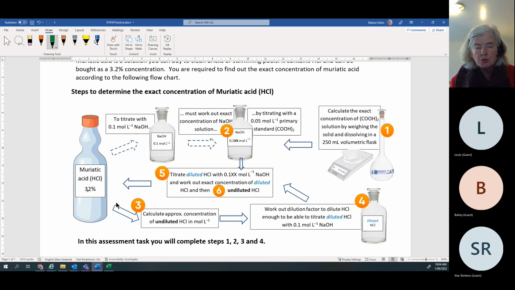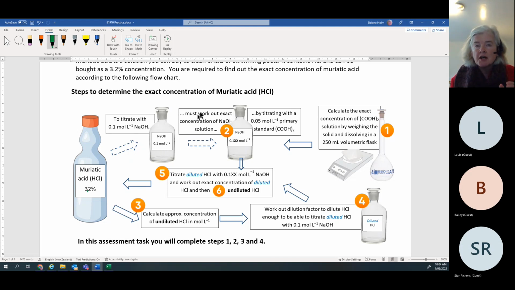But it's still too concentrated to use for a direct titration. So in order to work out whether I really have 3.2% HCl in my muriatic acid, there's a number of steps we have to follow. First, we have to titrate, seeing this as an acid, with a base. Now, the base that's normally used is sodium hydroxide. But sodium hydroxide is not a primary standard because it combines with carbon dioxide in the air, combines with water in the air. So I need to first work out the exact concentration of my sodium hydroxide.